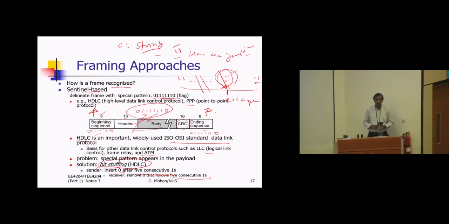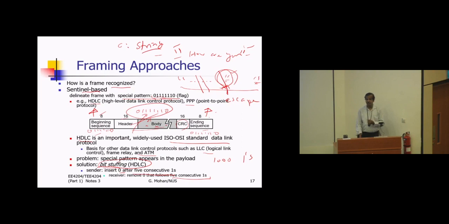So it solves the problem, but it ends up with other issues. See, for example, let's say we are sending 1000 ones. There are 1000 continuous ones appearing inside the body. How many zeros will be inserted by the sender? The sender will insert a 0 for every 5 consecutive ones, right? So if the sender has to transmit 1000 consecutive ones, how many extra bits will it need to transmit?